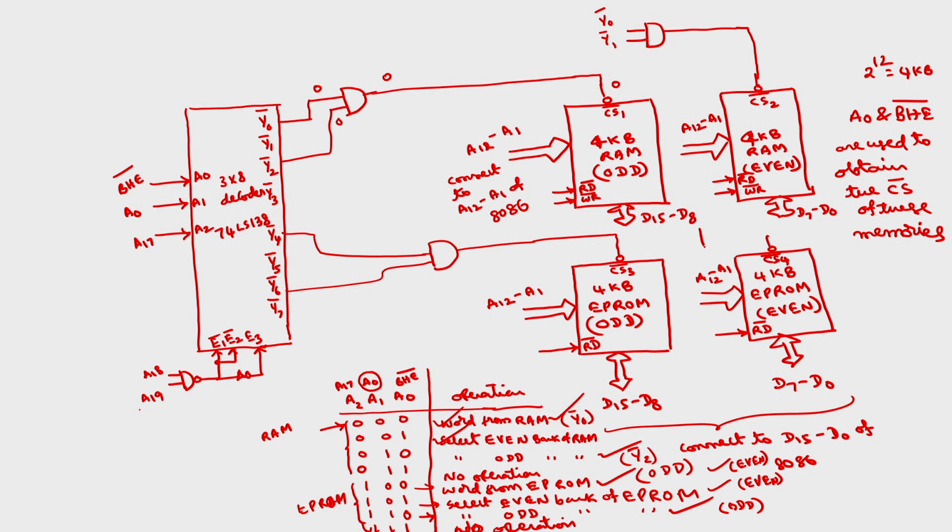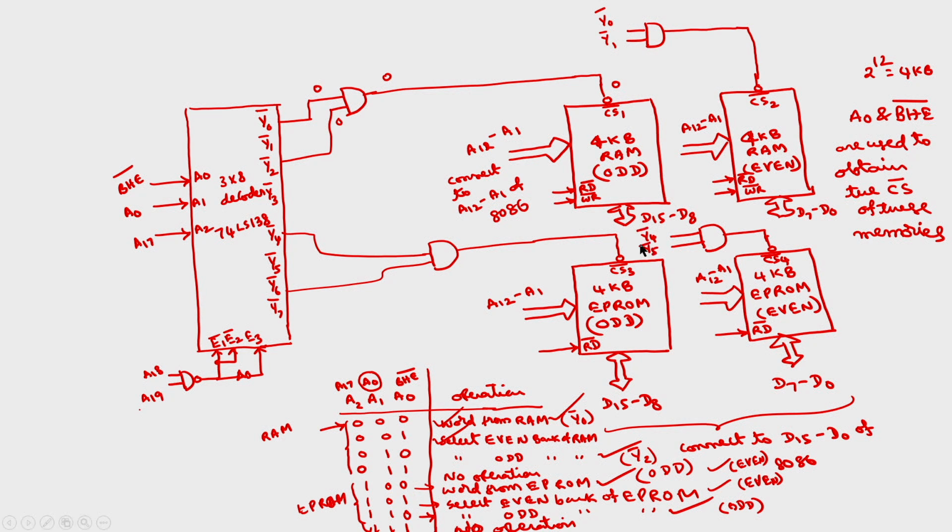Similarly for chip select 4, another AND gate, whose output you have to connect to the chip select. What will be the inputs? 4 and 5, 4 and 5. This will be Y4 bar, Y5 bar.